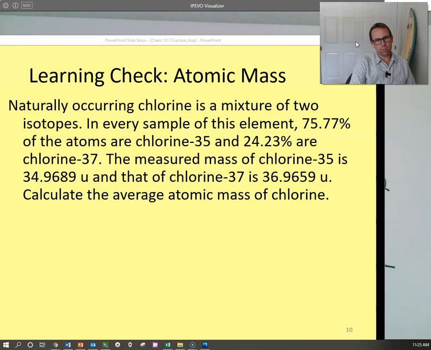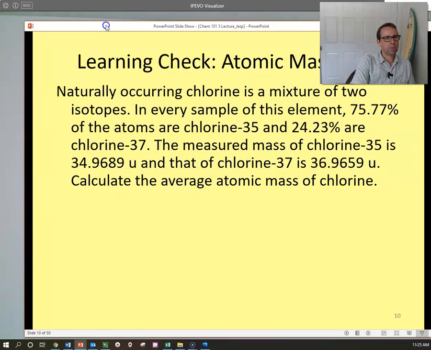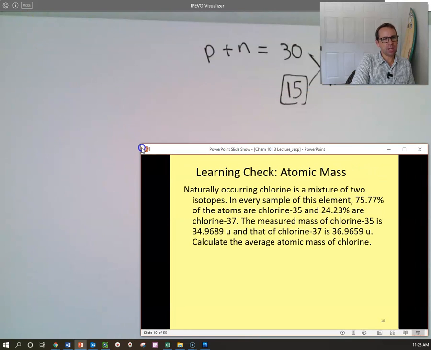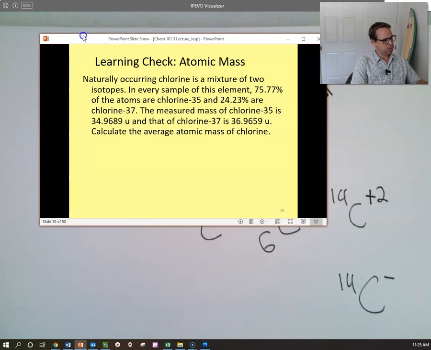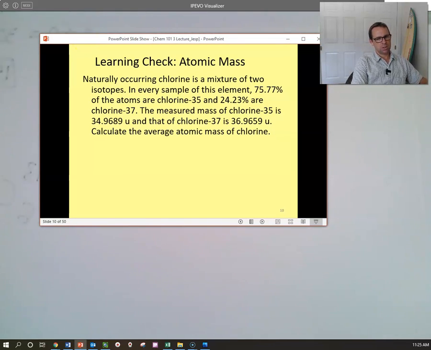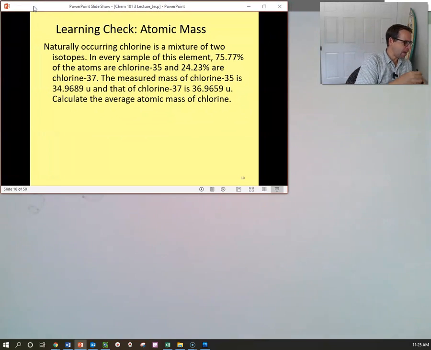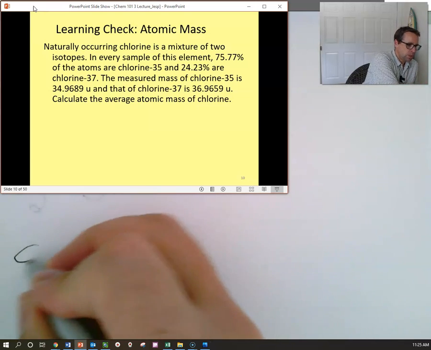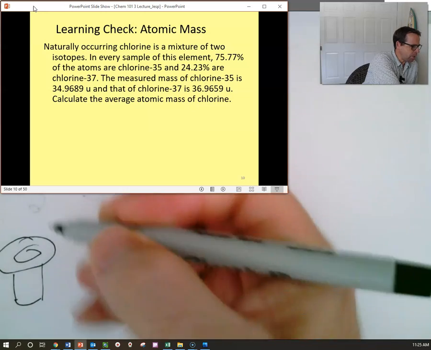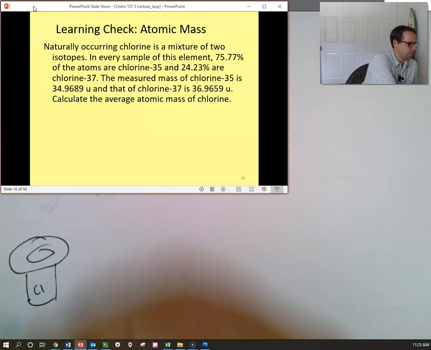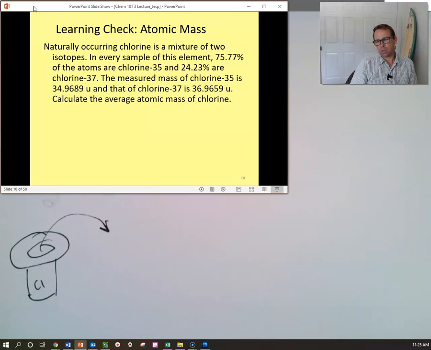Okay? So, if we want to do this, we need to think about how the average mass of an atom is identified. Okay? So, let's say I have a hat. All right, here's my hat. And inside this hat, I have a bunch of chlorine atoms. And I pull them out one at a time and check their masses, the masses of these chlorine atoms. All right? Because what I want to do is find the average mass of the chlorine atom.